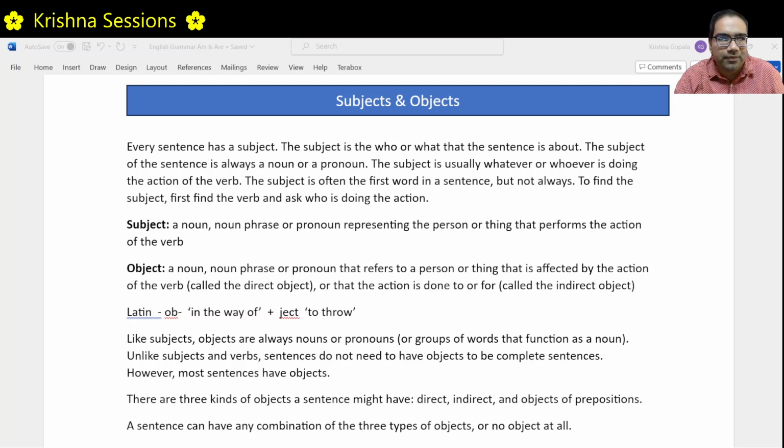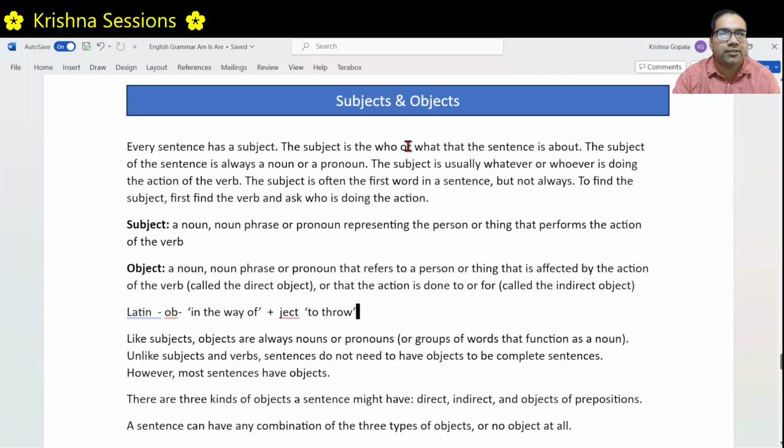Morning, friends. In the earlier classes, we had discussed subjects. What are subjects? How to find subjects in a sentence. We had also discussed parts of speech: nouns, pronouns, adjectives, verbs, etc. Today we will discuss another important concept, which is object.